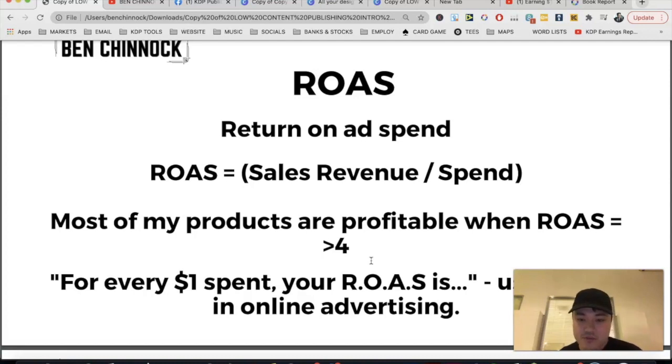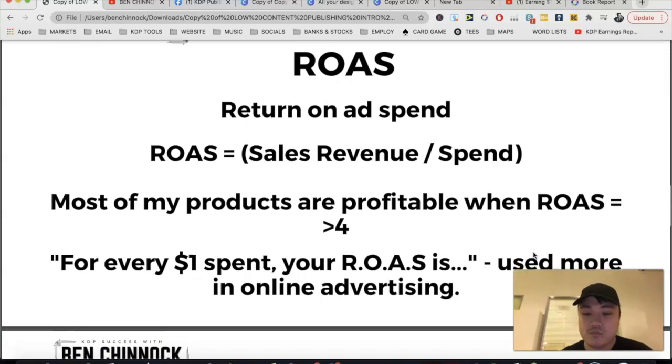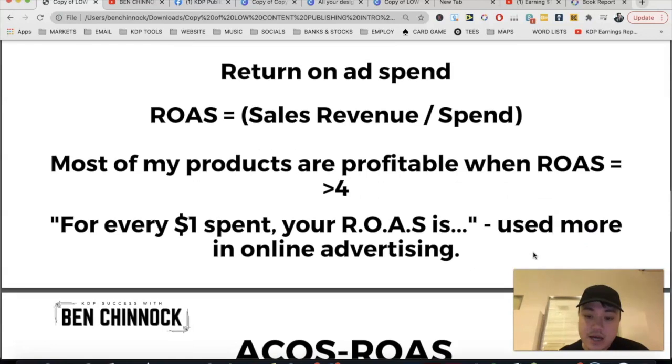Most of my products are profitable when my ROAS is above 4, and the way you use ROAS in your mind is you just say to yourself, for every $1 spent, your return on ad spend is so and so. So if your ROAS is 5, for example, then for every $1 you spend on advertising, you make $5 in product sales. So that's pretty much how you use ROAS. It's used more in online advertising, as seen throughout Facebook, Google, etc.